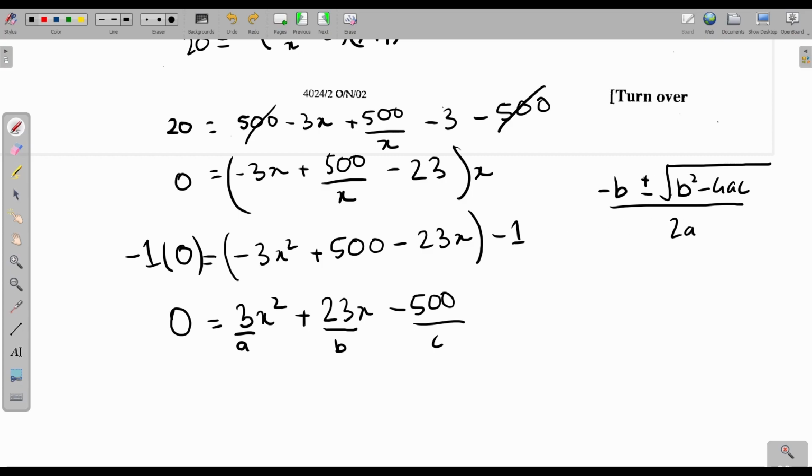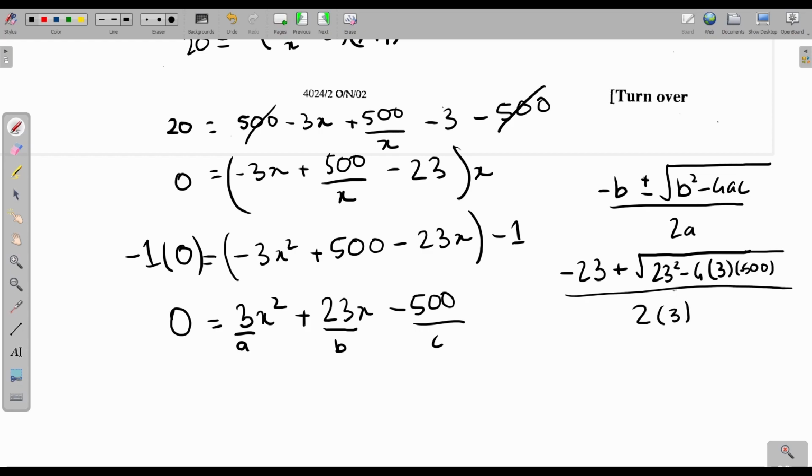So just like minus b plus whatever this gives us, and minus b minus whatever that gives us. All right, so let's set up these equations. So minus 23 plus the square root of 23 squared minus 4, 3, and negative 500, over 2 into 3.